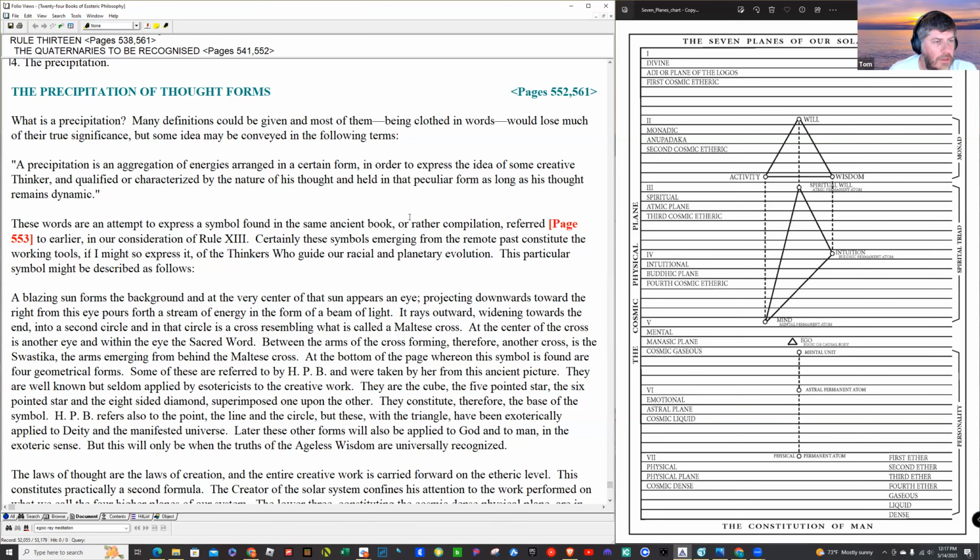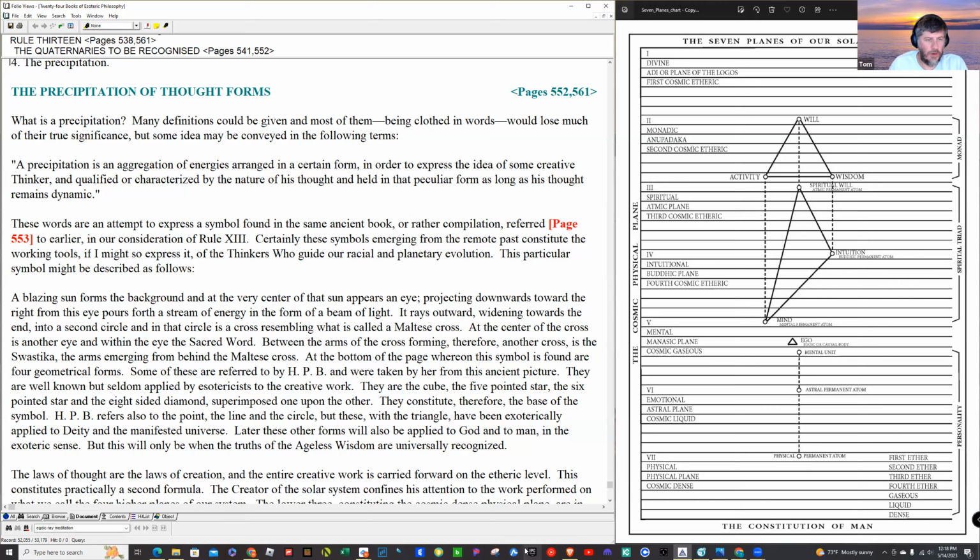The precipitation of thought forms. What is a precipitation? Many definitions could be given, and most of them, being clothed in words, would lose much of their true significance. But some idea may be conveyed in the following terms. A precipitation is an aggregation of energies arranged in a certain form in order to express the idea of some creative thinker, and qualified or characterized by the nature of his thought and held in that peculiar form as long as his thought remains dynamic.